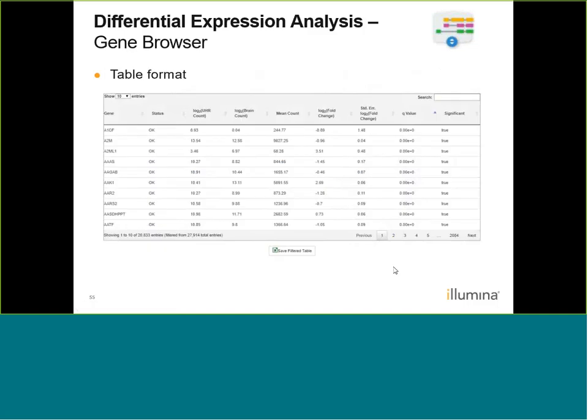And with that as well, you will get the same information in table format. So if you don't want to use the genome browser, you can still get the same exact information in this table format. And again, you can sort it by significance, and you can even download this as a CSV file so that you have your final results available.